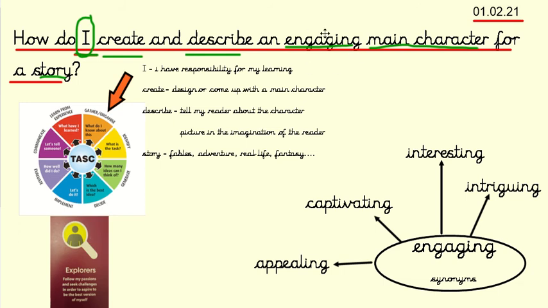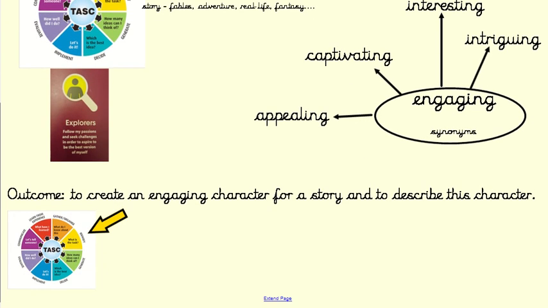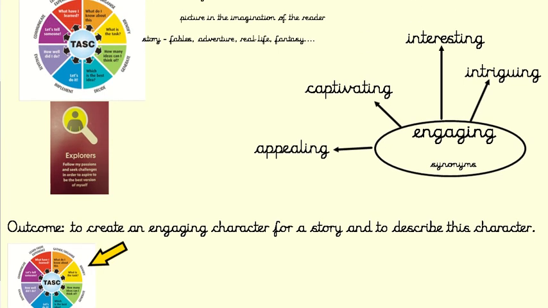They've got to be engaging. We know we're going to describe this character and they're going to be part of a story. Okay, so that's what I know. The next part of our task wheel then is about identifying our outcome, which I think we're very close to. Our outcome then: by Friday, we're going to create an engaging character for a story and we're going to describe this character. Okay, so we know then a little bit about the inquiry question and we've now identified our outcome.